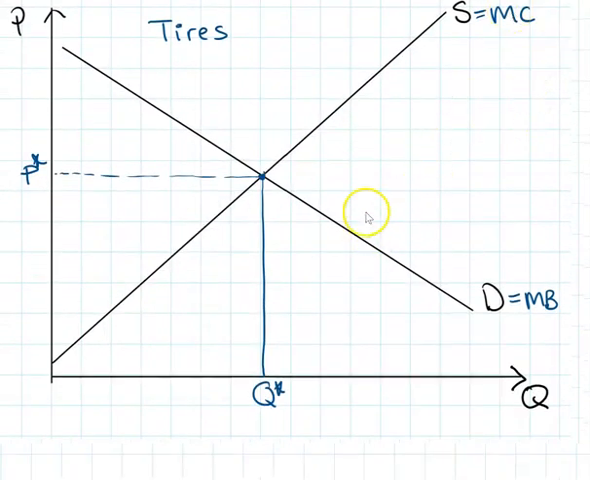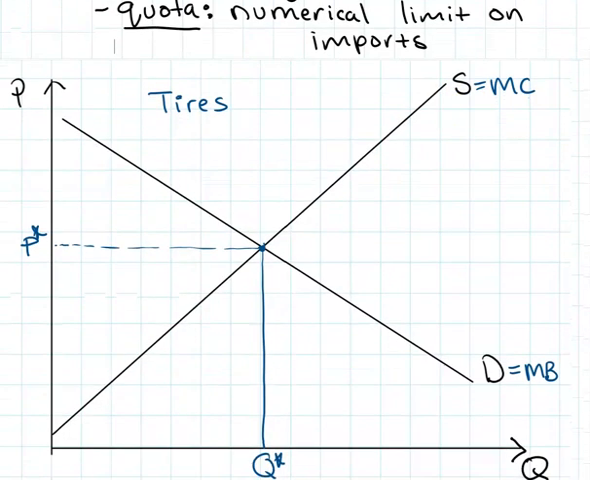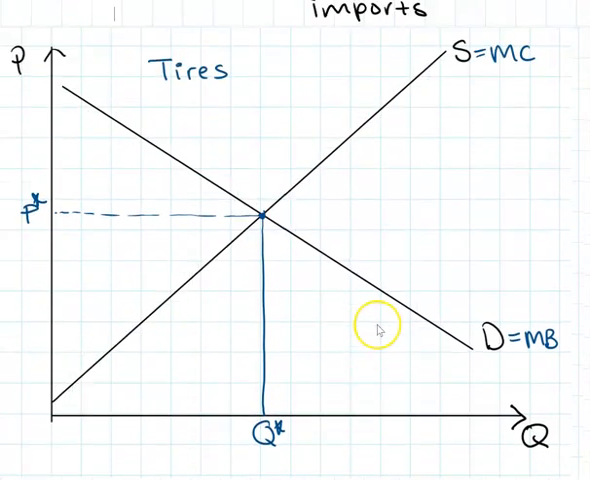Okay, so here's our situation, and we have our graph right here. This is the graph we started with. Now, our world price, I believe it was here. So this is our world price.